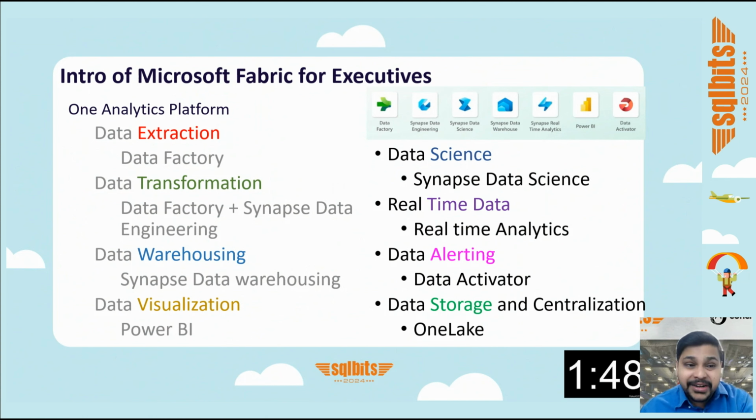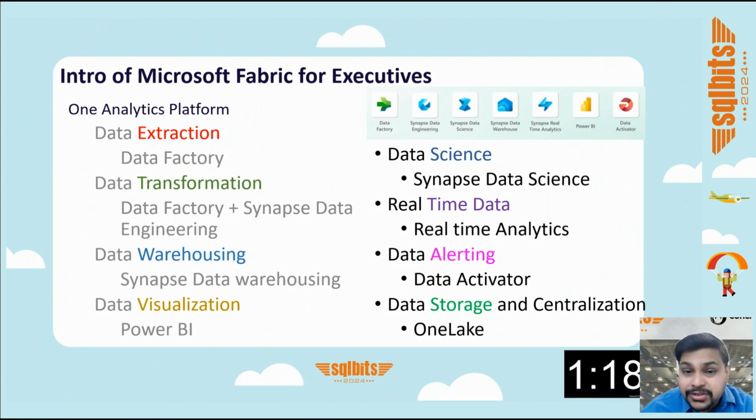So for data extraction, we use Data Factory. For data transformation, we use Data Factory and Synapse Data Engineering. For data warehousing and modeling, we have the Synapse Data Warehouse experience in Fabric. The most favorite tool is Power BI for visualization. For data science, there is Synapse Data Science, where you can perform your data science operations and modeling. Real-time data is nothing but streaming analytics.